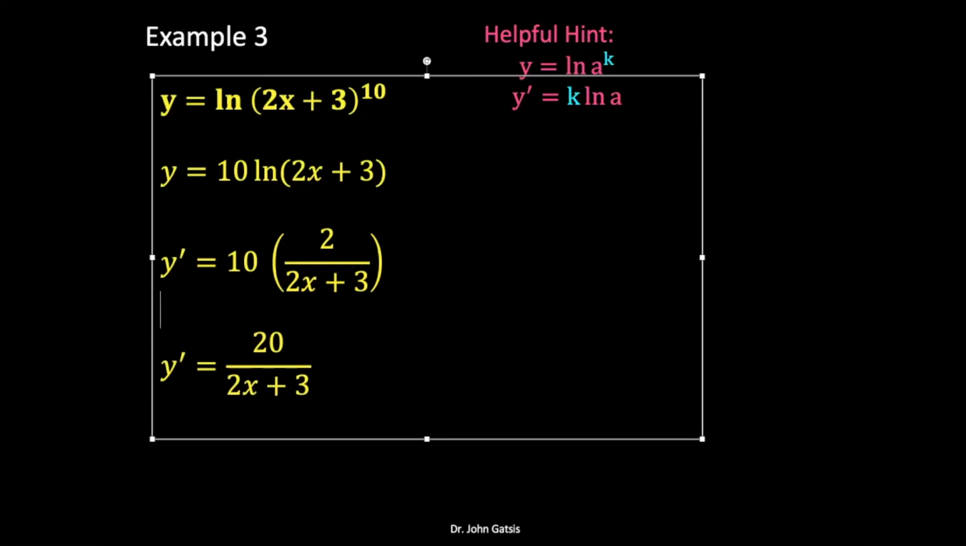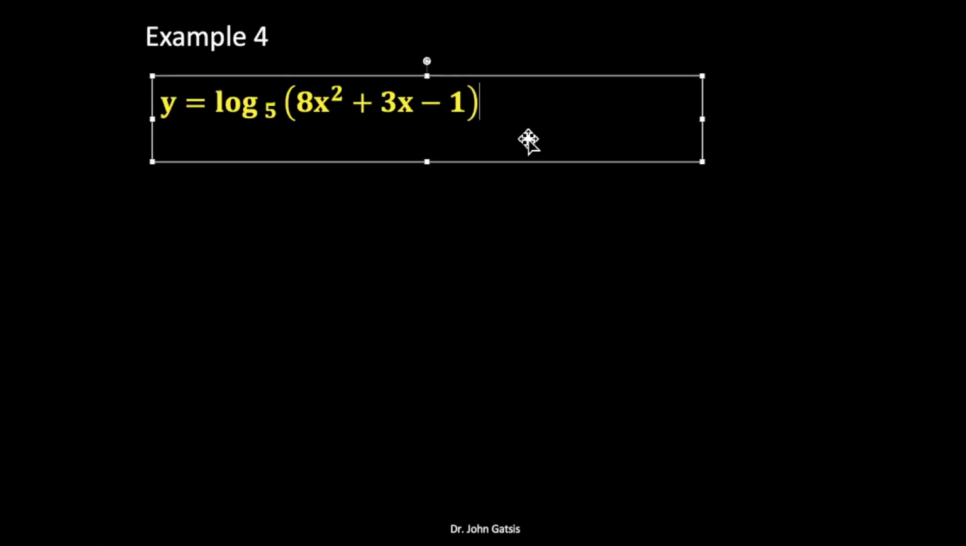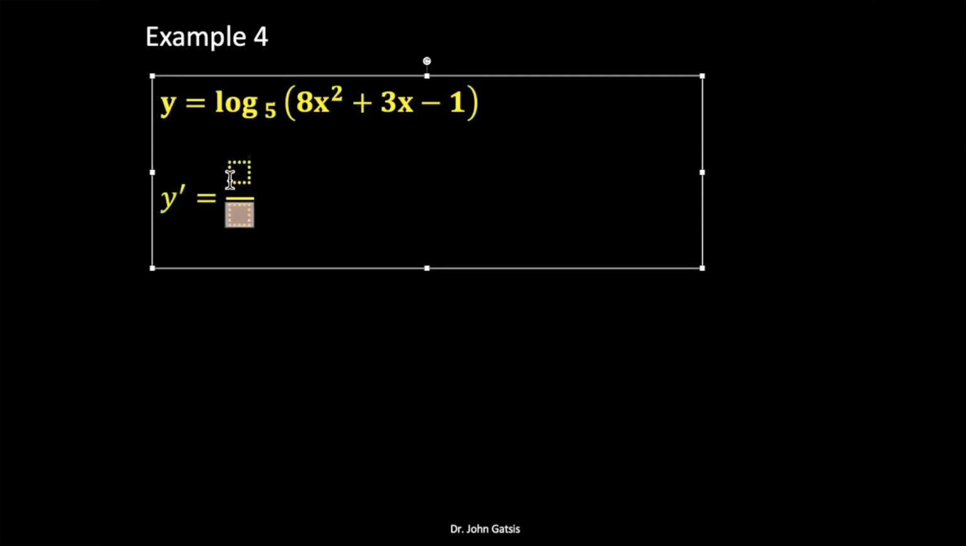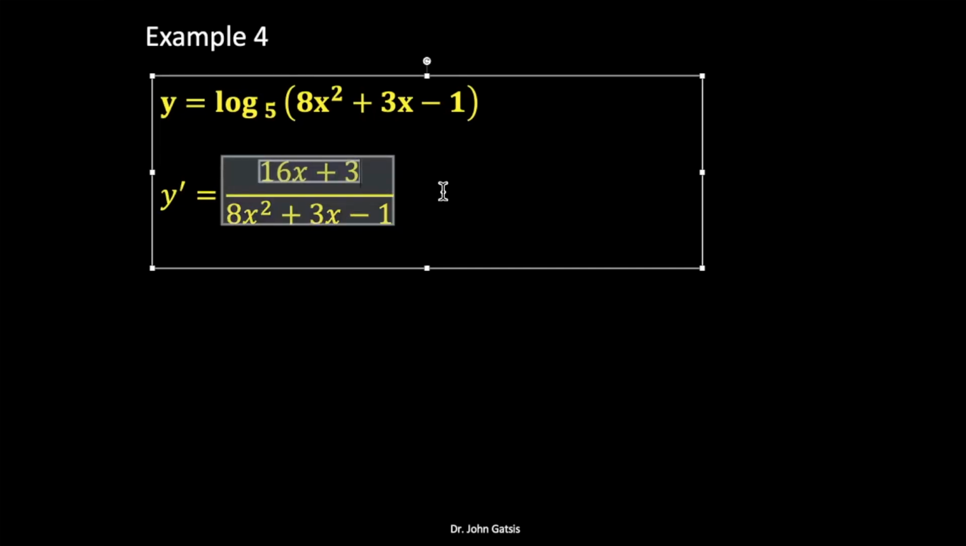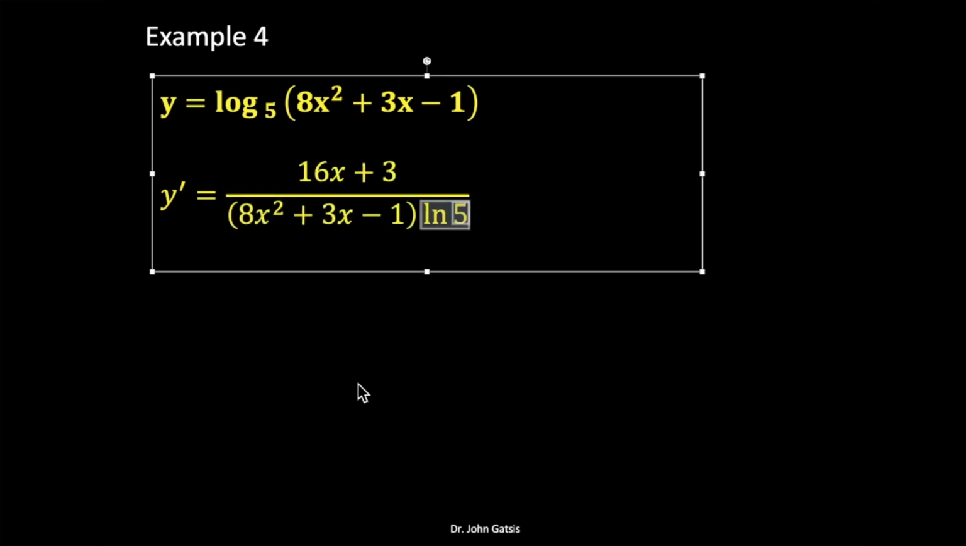Okay. Let's try another example here where we have a base 5 and we have a chain rule that needs to be applied. So first we want to apply the reciprocal rule. So this will become 8x squared plus 3x minus 1 multiplied by the derivative of 8x squared plus 3x, which is 16x plus 3. And then multiply the denominator by the natural logarithm of 5. And that's your final answer.